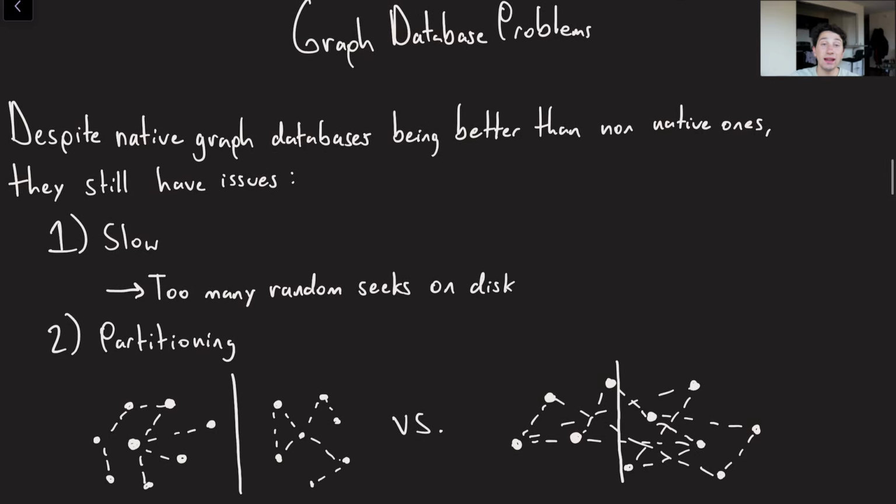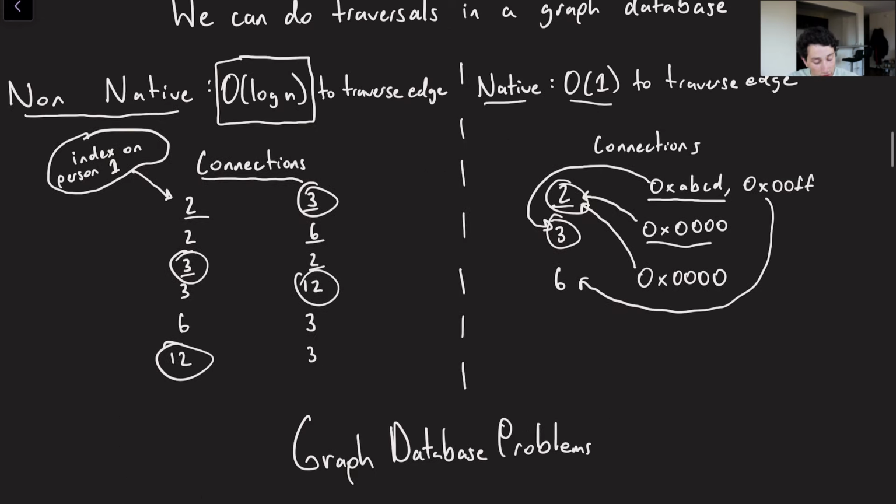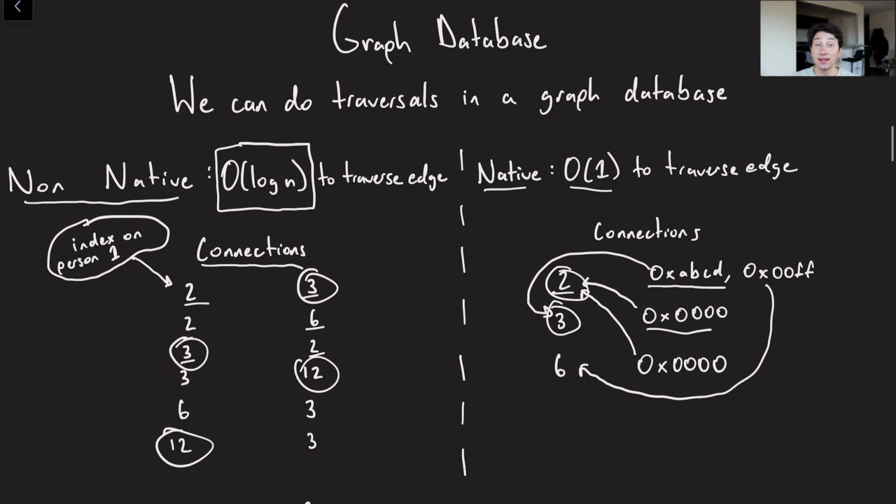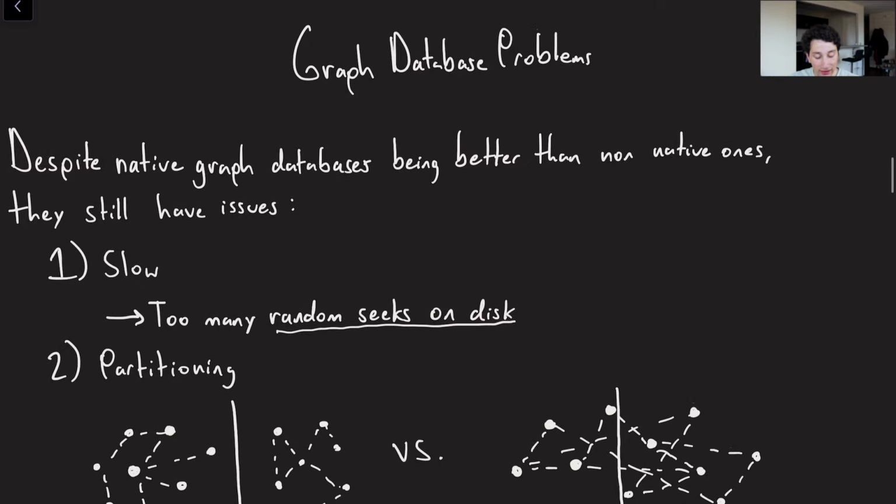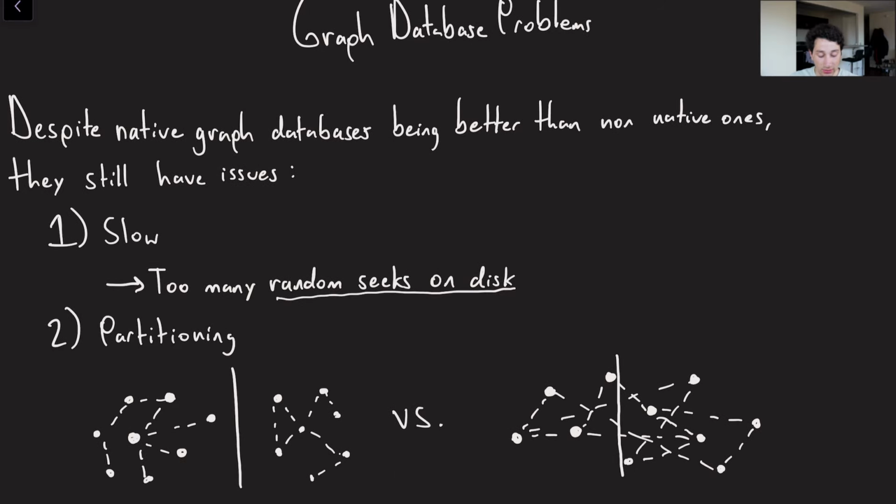Even if a native graph database is going to be faster than a non-native one, the problem there is that at the end of the day, we're still doing a ton of random seeks on disk, right? Hard drives are typically meant to be accessing contiguous data where we have good spatial locality. However, when we're jumping around like this all the time, it is still going to be pretty slow.